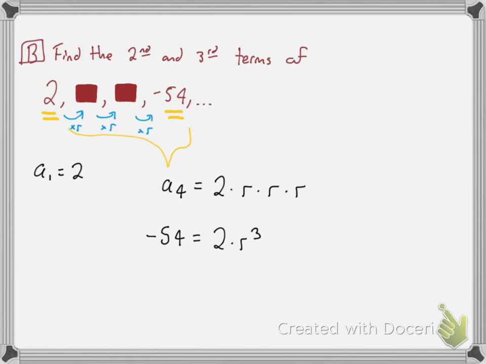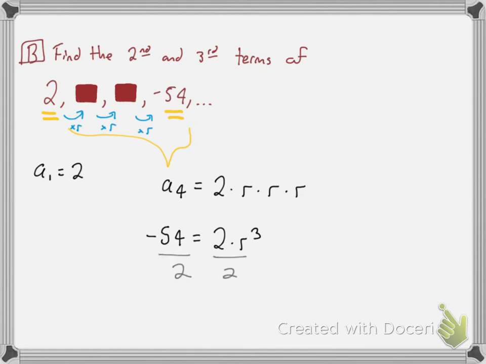So this is how I could set up an equation to find r. The key here is, again, I'm trying to just figure out what that common ratio is. That's the key to figuring out these numbers. I can't necessarily use an explicit or recursive definition because I don't know that r value. I need to solve for r. So to solve for r here, I have negative 54 equals 2 times r to the third power, and I want to solve for r.